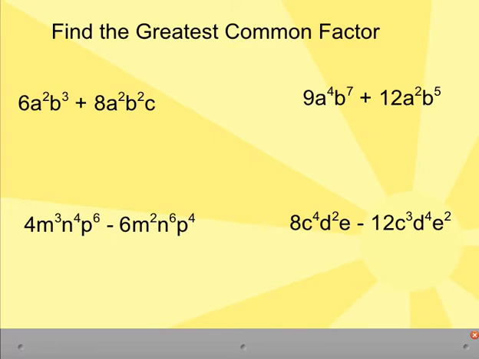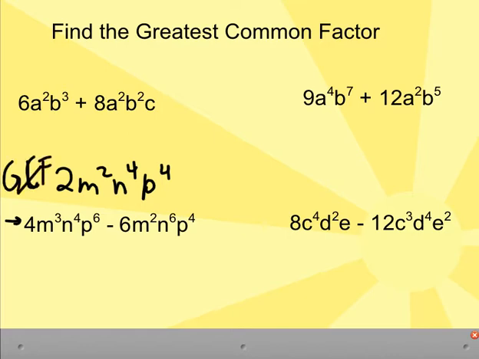So let's try that out with some of these examples from above. Let's start with this one down here, 4m to the third n to the fourth p to the sixth, and 6m squared n to the sixth p to the fourth. We would see that 2m squared n to the fourth p to the fourth is the biggest thing that can come out of either of them. That is our greatest common factor, which means we're going to take each of my terms and divide by 2m squared n to the fourth p to the fourth and see what we have left over.